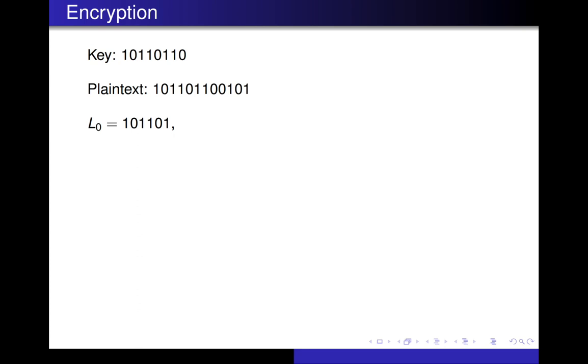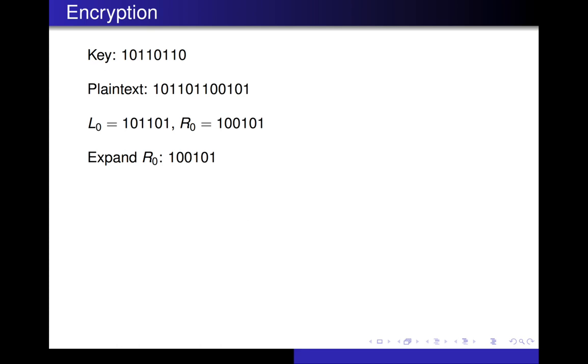So when we split our plain text into our L0 and R0, remember our L0 is the first 6 bits of the plain text, which is 101101, and then R0 is the next 6 bits, that is 100101. All right, so we're going to leave L0 alone for now. Remember, that's going to come in later to do an exclusive OR operation.